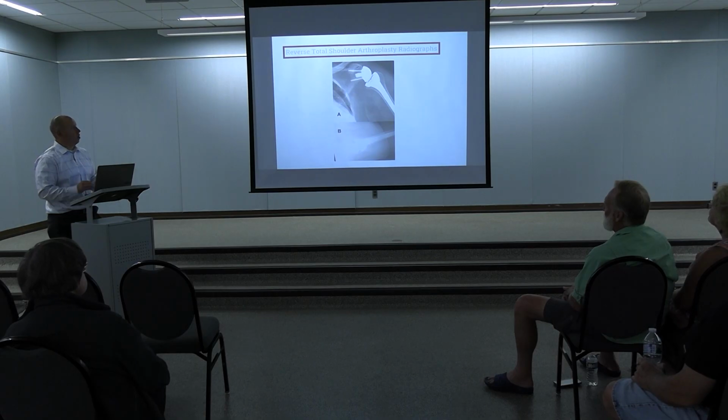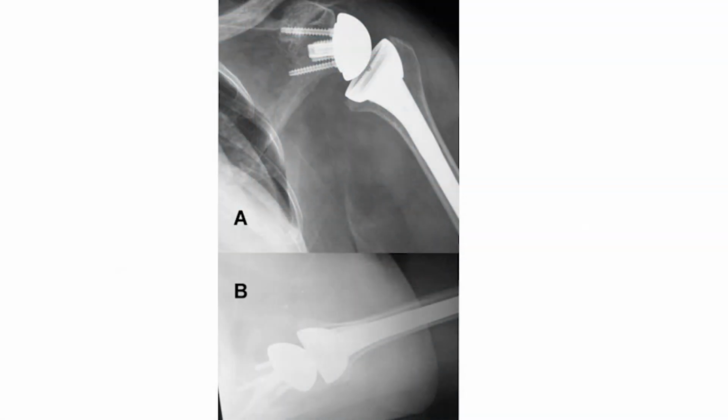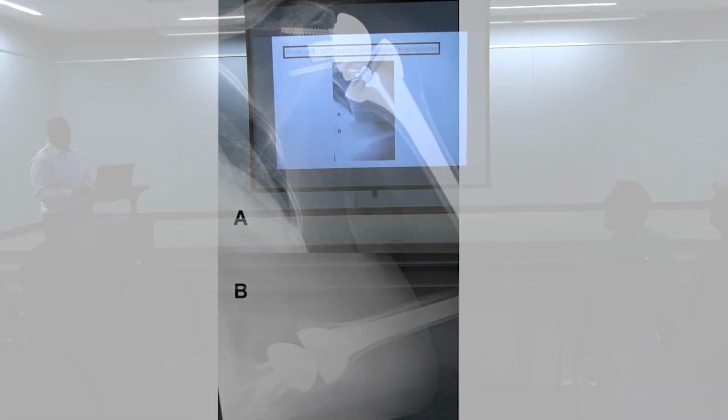And then here's what a reverse total shoulder replacement is going to look like on X-ray. You can see the screws going into the socket, then the prosthesis in the humerus, and then we have a piece of plastic here.